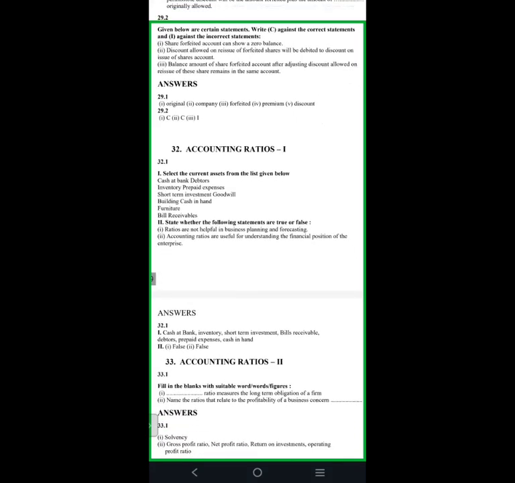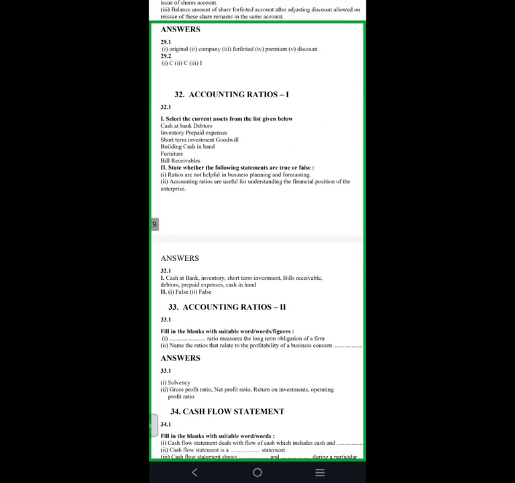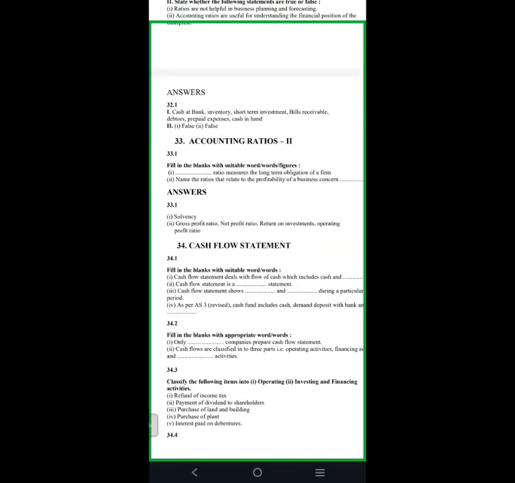Then state whether the following statement is true or false. Ratios are not helpful in business planning and forecasting. False. Accounting ratios are useful for understanding the financial position of the enterprise. It's false. Accounting ratio 2.